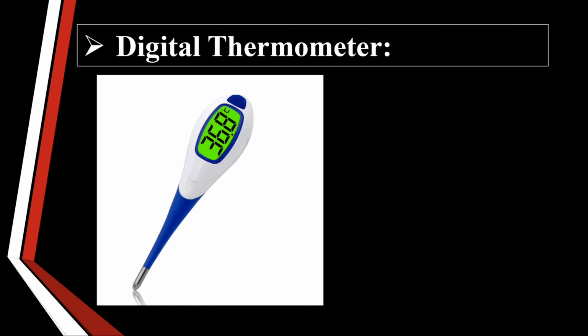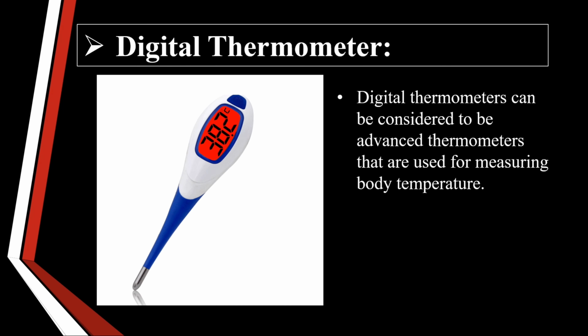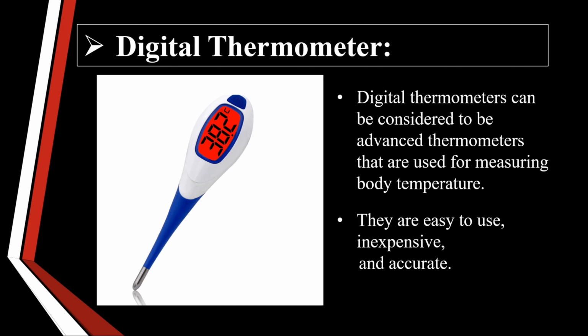Let's see about the digital thermometer. These thermometers are used for measuring the temperature by means of an electronic circuit. The information captured is sent to a microchip that processes it and gets displayed numerically on the digital screen. They are easy to use, inexpensive and accurate. Digital thermometers can be considered to be advanced thermometers that are used for measuring body temperature.